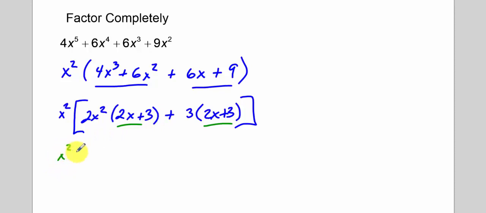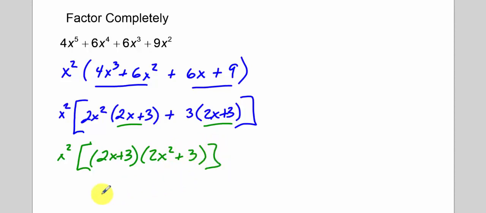So I leave my x squared outside. I pull out a 2x plus 3 because that's my common term. And what's left is the 2x squared plus 3. So I could rewrite that if I want as x squared times the quantity of 2x plus 3 times the quantity of 2x squared plus 3.